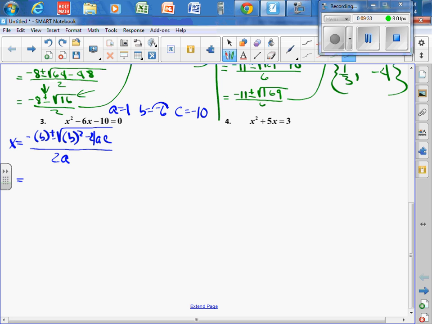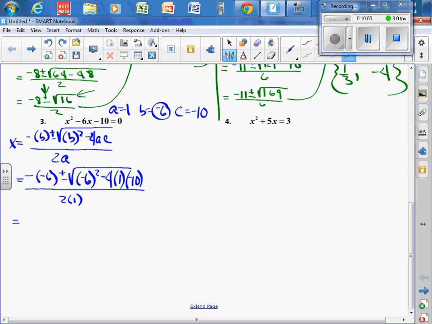Now notice B is -6. So we have the negative on the outside, and this is where things can get jammed up if you're not careful. There's the negative that's outside the parentheses, and the -6 goes inside the parentheses, plus or minus the square root of, and again, -6 squared minus 4 times 1 times -10, all over 2 times 1.